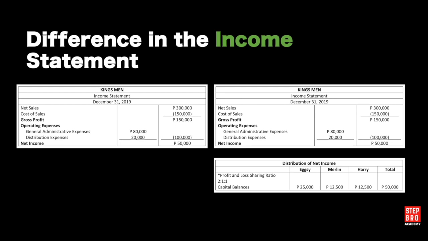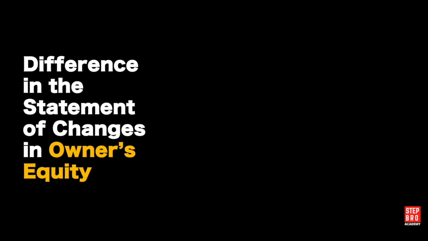There will be different factors that will affect the distribution of these gains and losses, such as the salary of the managing partner, the agreed upon interest due to the beginning capital, the agreement about the profit sharing ratio, and so on. But in our case, we just utilize the profit and loss sharing ratio, which is 2 is to 1 is to 1. Lastly, the difference of the statement of changes in partners' equity.